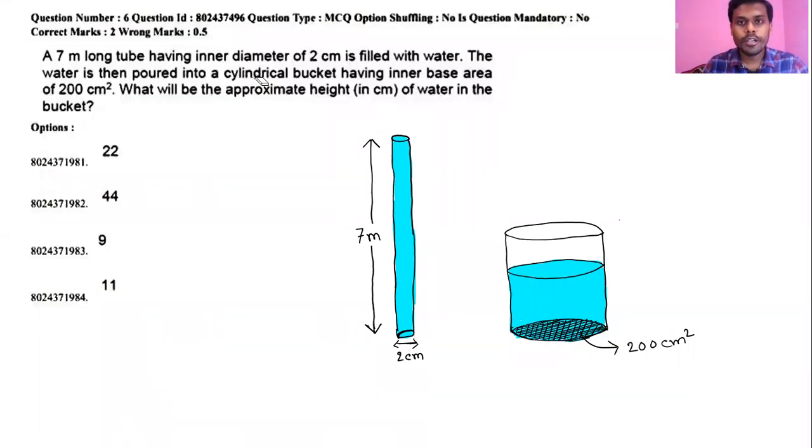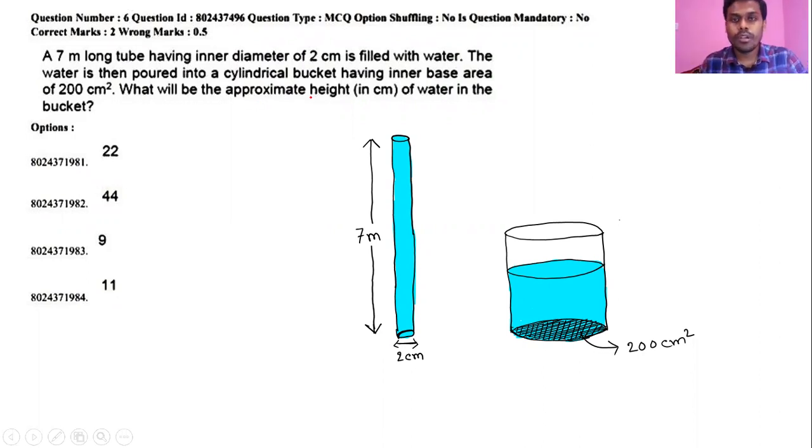Hello everyone, welcome again to Math Cyberspace, and this is a general aptitude problem. This problem has been taken from the 2020 June exam, question number 6, and this is a part A problem.